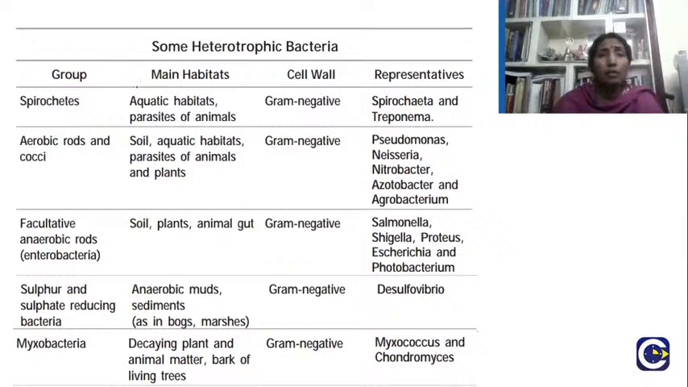Some heterotrophic bacteria, say spirochetes. The spirochetes are spirillum shaped. They are aquatic parasites. They are also gram negative. They are the Spirochaetes and Treponema. Treponema pallidum causes syphilis.